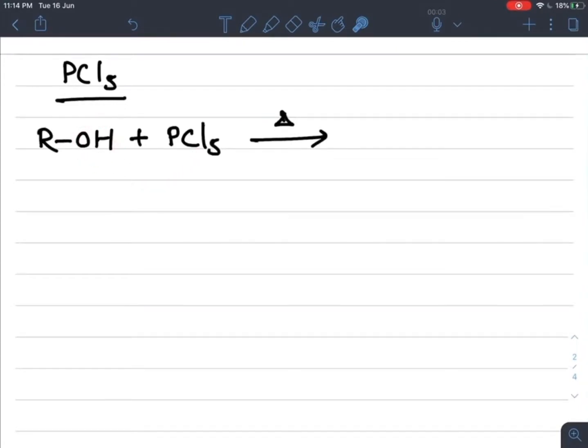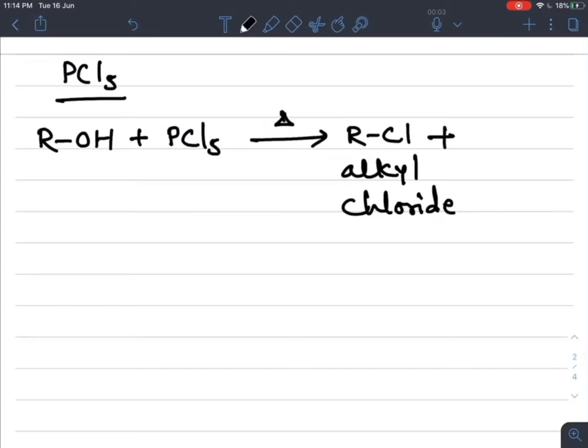So what we get as the product? This is also a reaction from halogen derivatives, preparation of alkyl halide. Alkyl chloride, that is RCl, is formed, plus, what is the byproduct? Tell me here. So one byproduct is POCl3, and the remaining byproduct is HCl.